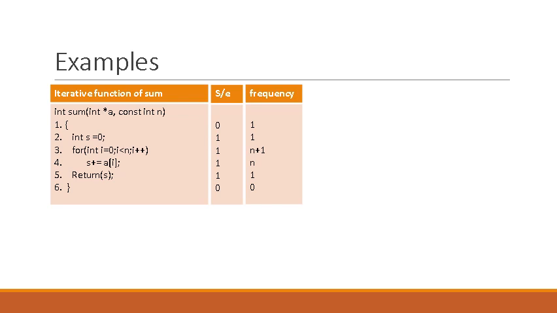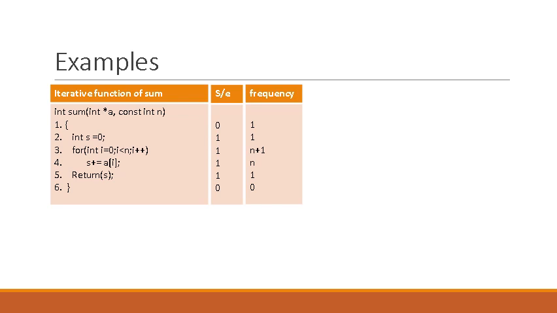Then the for statement is going to execute n plus 1 times. It starts from i equals 0 and executes till i is less than n. Consider if n is 5, then the for statement is going to execute for i equals 0, i equals 1, i equals 2, i equals 3, i equals 4, and even for i equals 5, because it is going to check that condition.